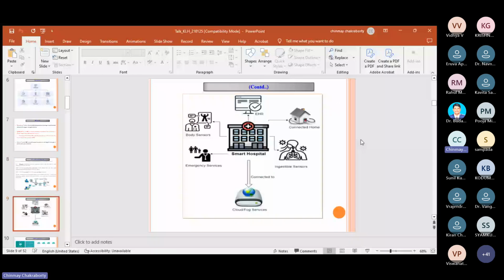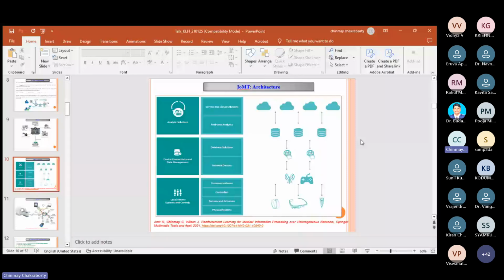And in this diagram here, you see that your body sensor is there. Multiple sensors, several sensors are associated with the body, and we are acquiring the data through the different sensors, and this data is processed to the smart hospital, and this is connected to the cloud and fog services. Several other forms are there: EHR, emergency service, connected home, and so on.